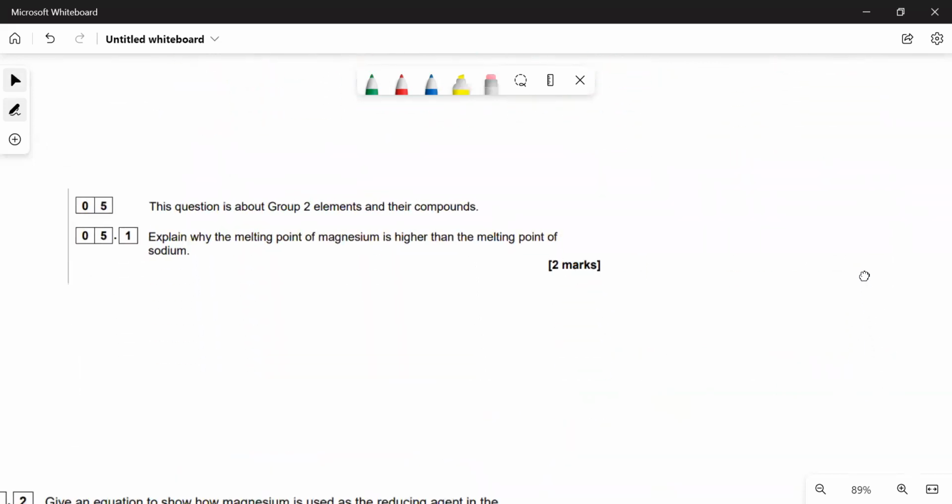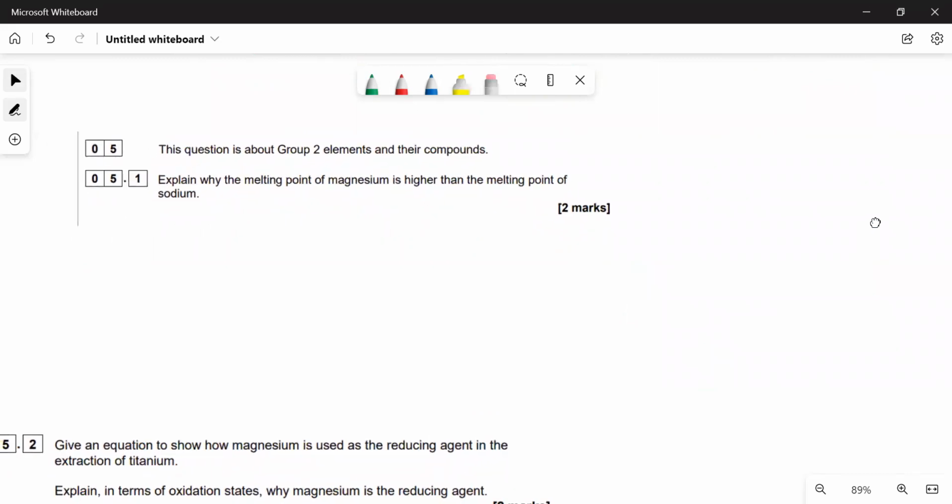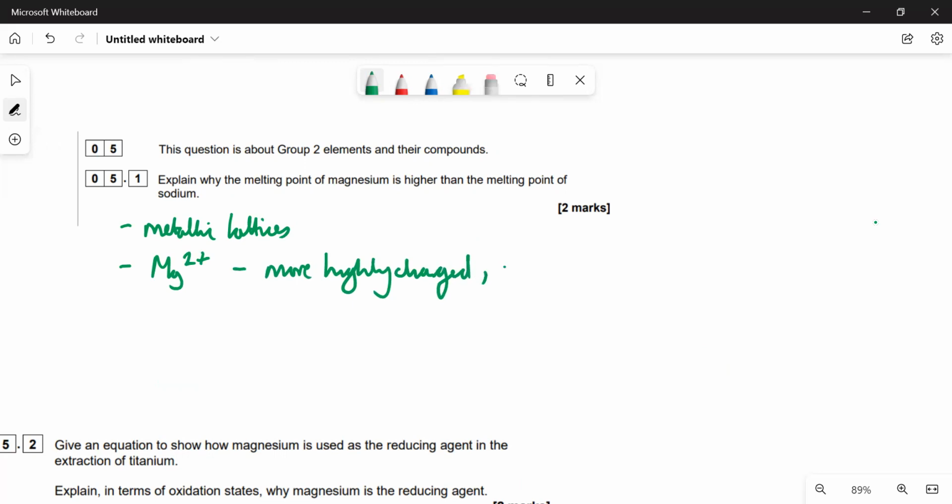Okay, on to group 2 now. Explain why the melting point of magnesium is higher than the melting point of sodium. Right, so they're both metallic lattices, aren't they? But what we're going to say is the magnesium ion is more highly charged, and it's also smaller than the sodium ion.